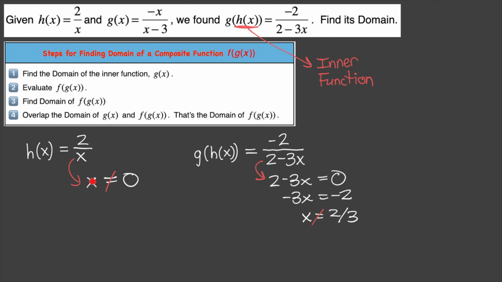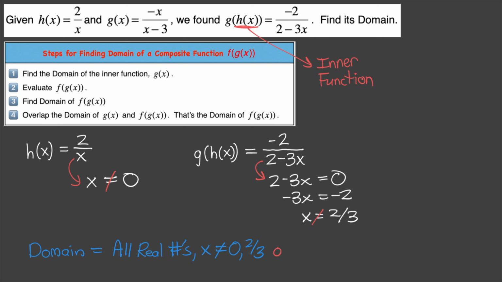So now, step number 4, we overlap the domain of the inner function, in this case h of x, and the composite function, in this case g of h of x, and that's the domain of the overall function g of h of x. So here, x cannot equal 0 and x cannot equal 2/3. So we're going to overlap those domains. Those are two restrictions basically on our domain. So our domain is going to be all real numbers, but x cannot equal 0 and 2/3.